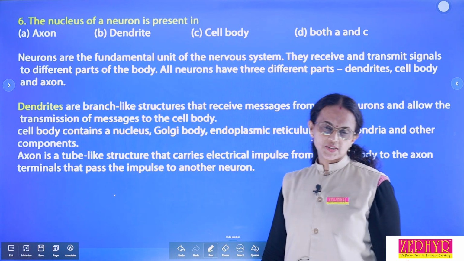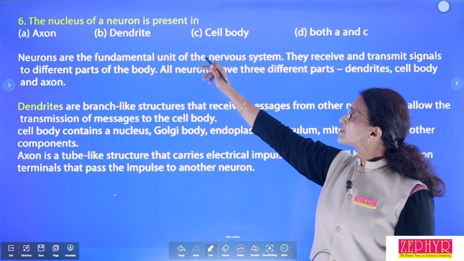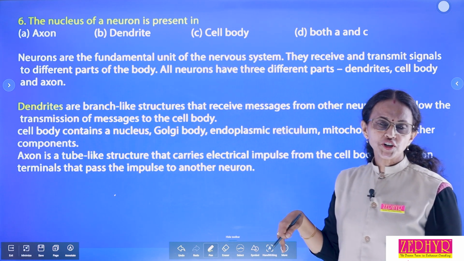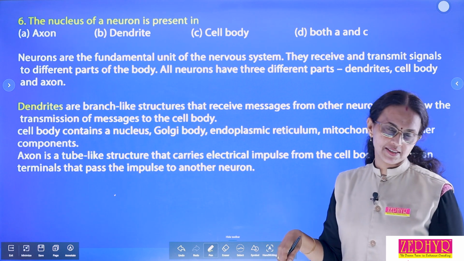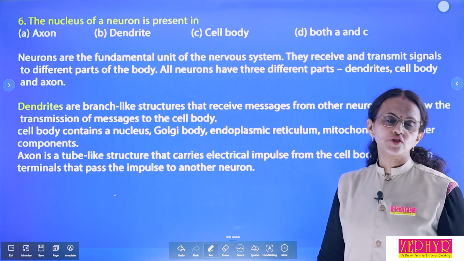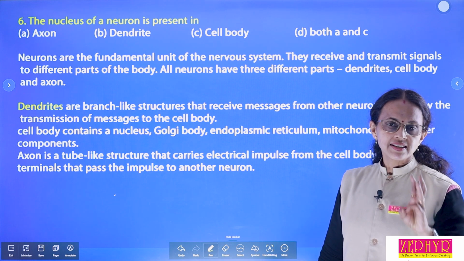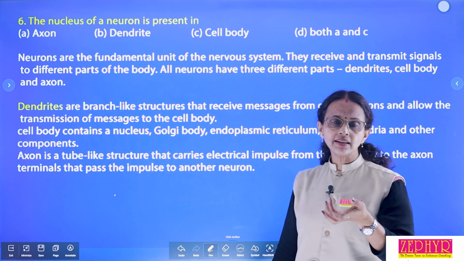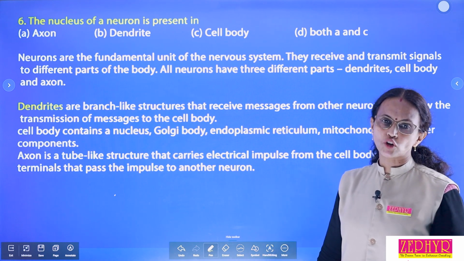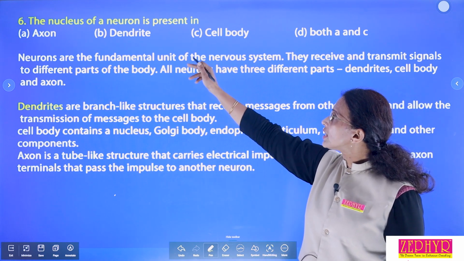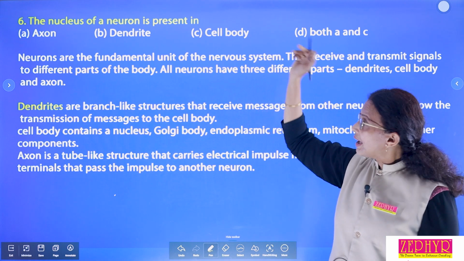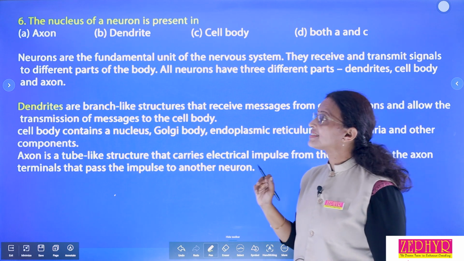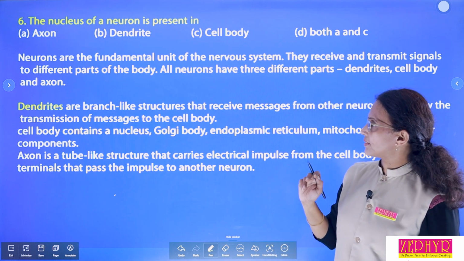Then, question number 6. The nucleus of a neuron is present in neuron or nerve cell. What is the function of nerve cell? Transmission of impulses. Okay, what are the main parts of neuron? Dendrite, cell body, axon. Then at the end of axon, axonite is there. At the end of axonite, synaptic knob is there. What is the question? Nucleus of neuron is present in axon, dendrite, cell body, both A and C. Which is the correct answer?